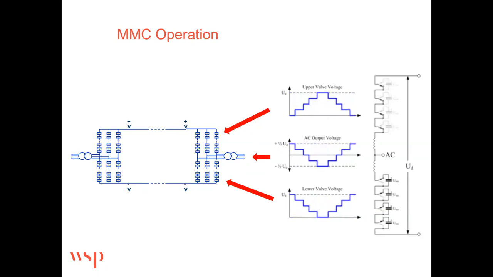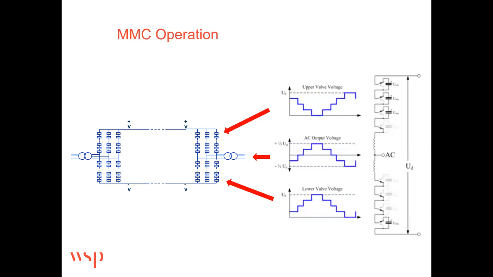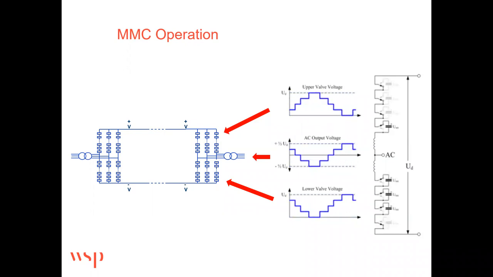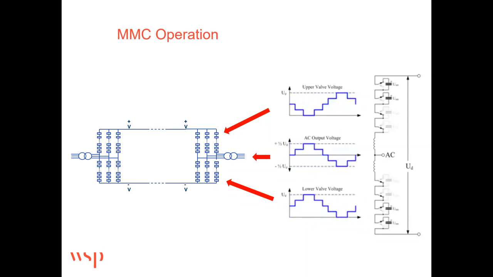As you can see, with only four steps, it's quite a crude voltage. But if you had 400 steps, you could imagine it's almost a perfect sinusoid with very little harmonic distortion. And that is the core of the voltage source converter technology. And that is now the prevailing technology in Europe for almost all schemes.